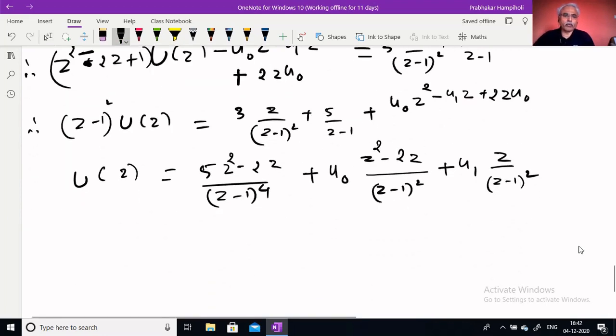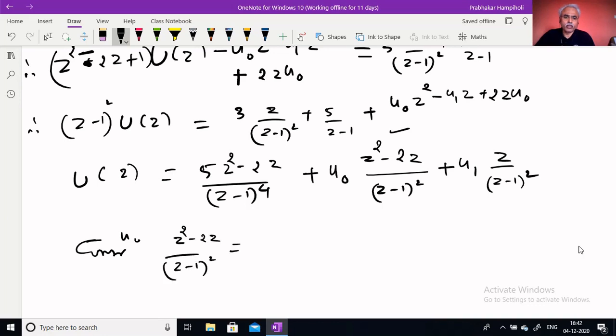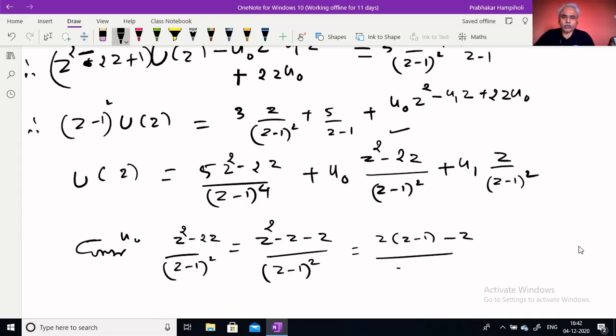So directly inverse transform, we get un. First I will consider the u0 term. Suppose the u0 term, z square minus 2z upon z minus 1 whole square, can be rearranged as z square minus z upon z minus 1 whole square, which is z into bracket z minus 1 minus z upon z minus 1 whole square, and separating the terms we are going to end up with z by z minus 1 minus z by z minus 1 whole square.